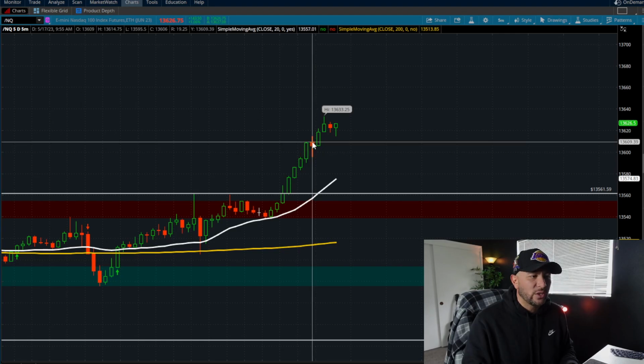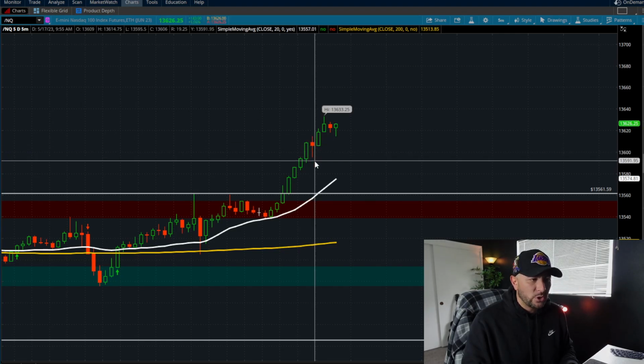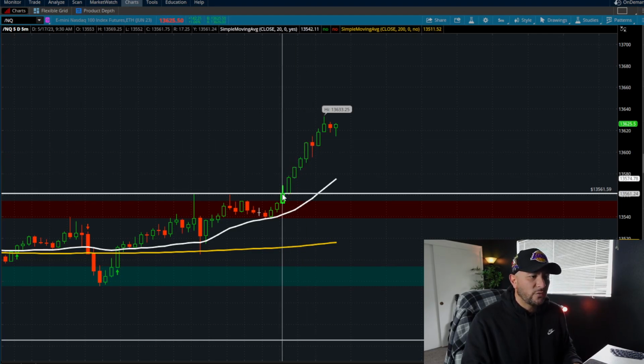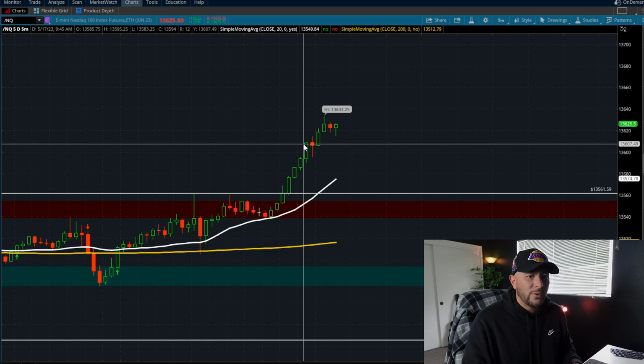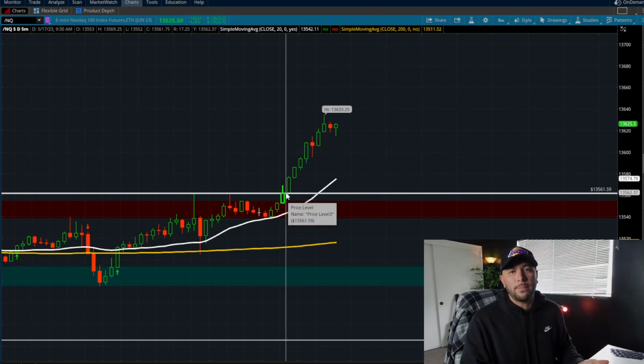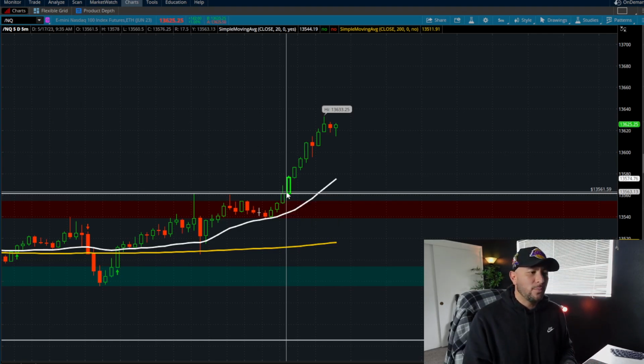I sold here on the red candle. I was thinking that it was going to drop and close below this. I anticipated it a little bit, sold out of my position here. So if you look at the entry from 13,561 all the way up to a price of 607, we are talking about almost a 40-point move. Almost a 40-point move in a matter of 20 minutes.